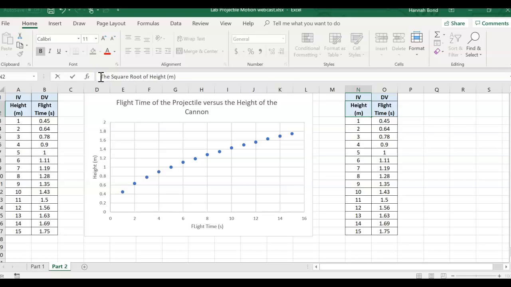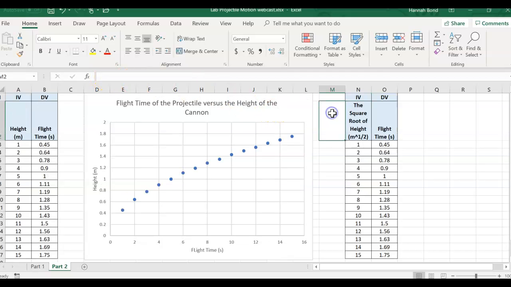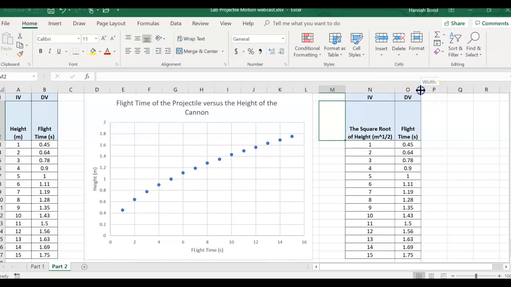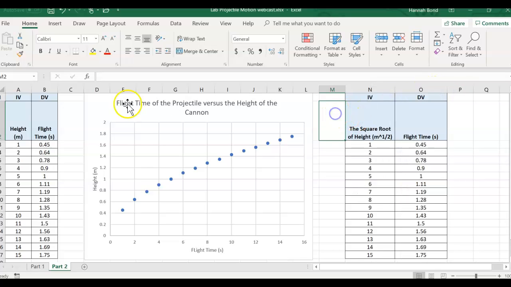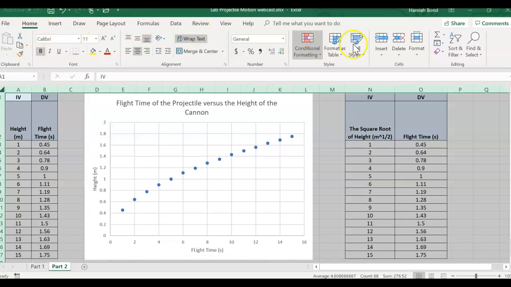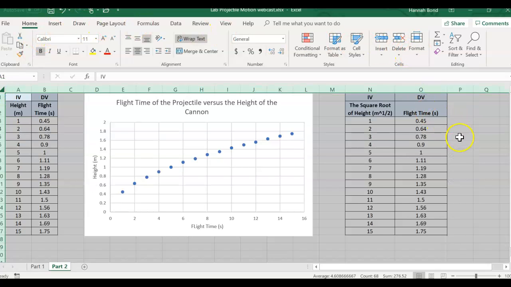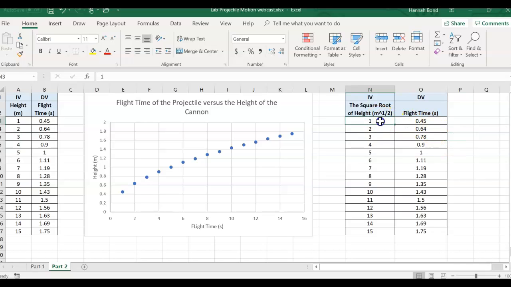And so the units will not be meters. They're going to be meters raised to the power of 1/2, right? The square root of something is something raised to the power of 1/2. I'm just going to make my column a little wider. Okay, so I need to delete the original heights, because I don't want to get confused by them, but I'm leaving the flight times the same as they were. But instead of height, I want to put the square root of height.